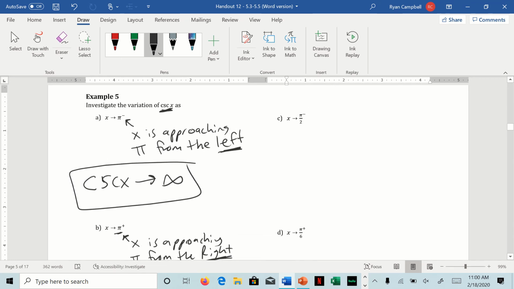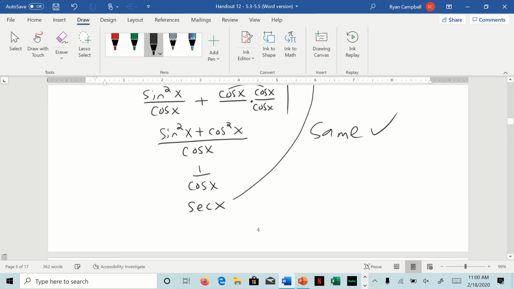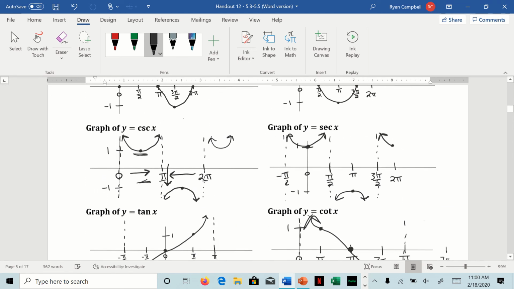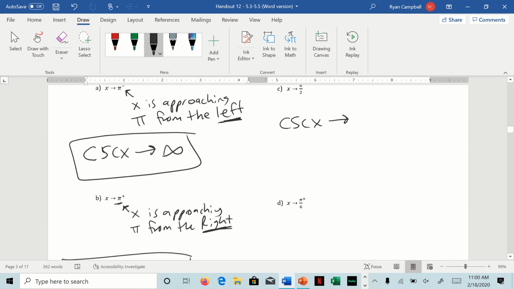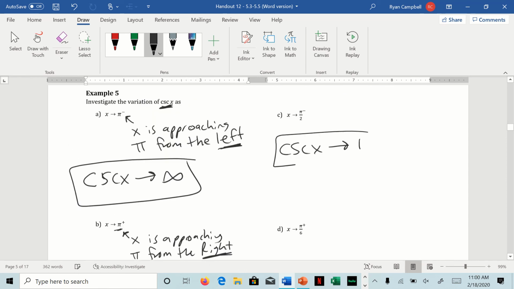All right, so let's look at another one. As x approaches pi over 2 from the left, remember negative is from the left, so what happens to cosecant? So this is pi over 2, right? As it approaches from the left, you see it gets closer and closer to 1, and it ends up being 1. When you plug in pi over 2, you actually get 1. So it doesn't just approach 1, it actually is 1. But for the purposes of this question, we would say the answer is just 1. It approaches 1.